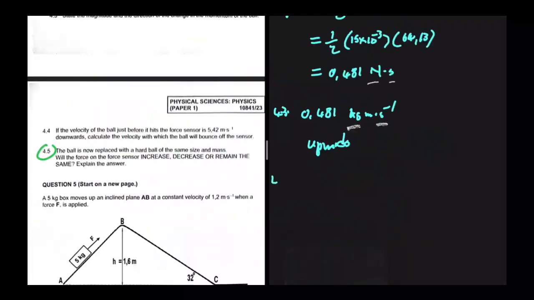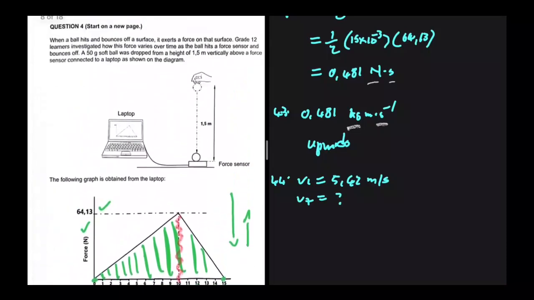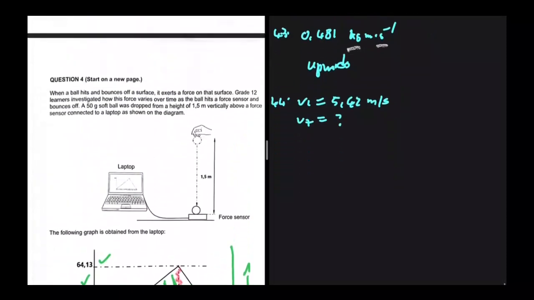So in 4.4, the velocity of the ball just before it hits the force sensor is 5.42, so VI is equal to 5.42 meters per second downwards. Calculate the velocity with which the ball will bounce off the sensor. So we're looking for VF. What is VF? That's what we're interested in. We need the mass of our soft ball. The mass is equal to 50 grams, which we're going to divide by 1000 to convert to kgs.